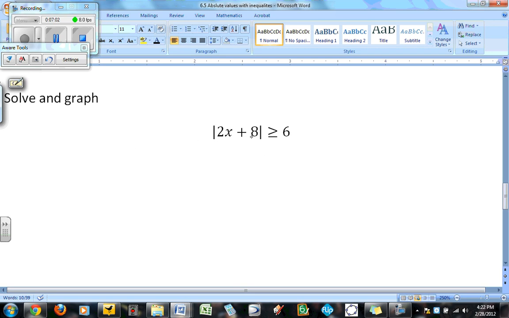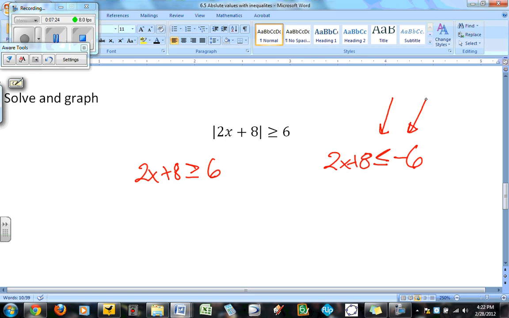So again, we're solving two cases. Nothing changes. It's just a little bit more of a multi-step one. All right. So 2x plus 8 is greater than or equal to 6. And our second case is 2x plus 8 is less than or equal to negative 6. We have to flip this, change the sign, and we're dealing with inequalities. So again, solve. Subtract 8. 2x is greater than or equal to negative 2. Divide by 2. I'm not dividing by a negative, so I don't have to flip my sign. X is greater than or equal to negative 1.